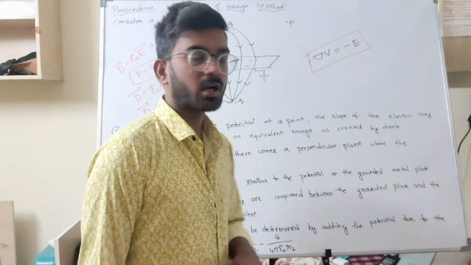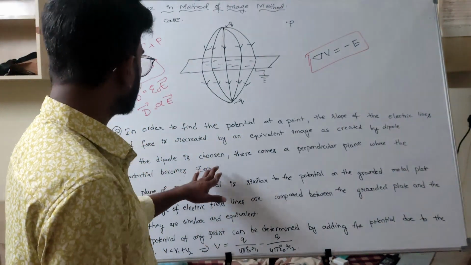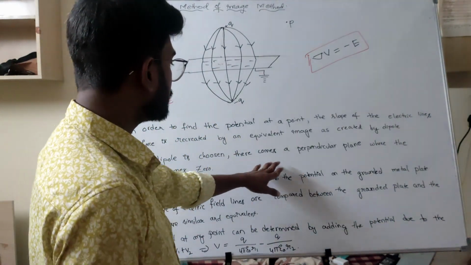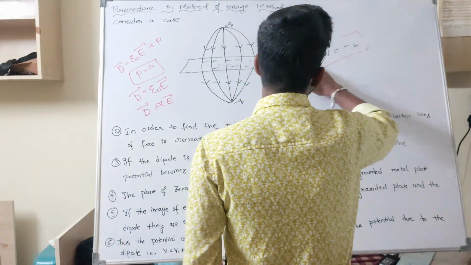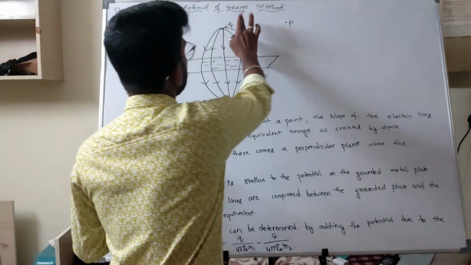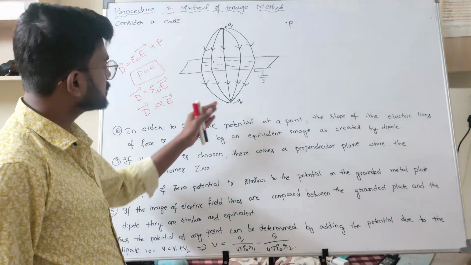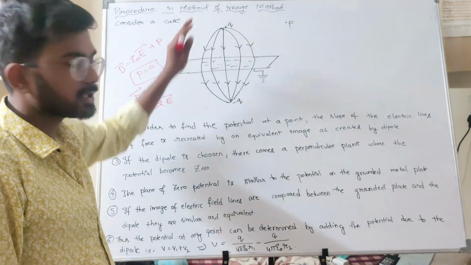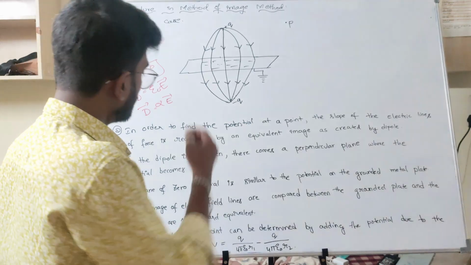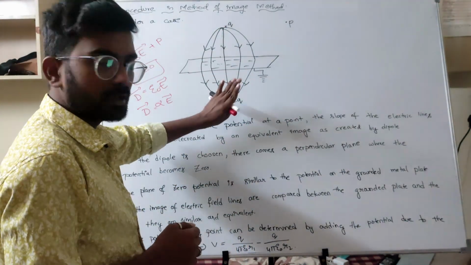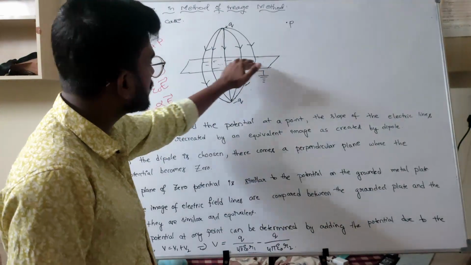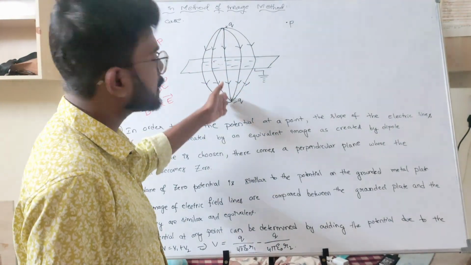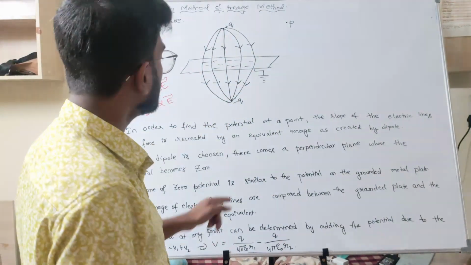Now coming to the third point. If the dipole is chosen, there comes a perpendicular plane where the potential is 0. So finally we got a dipole. This is plus Q and this is minus Q, with a small separation distance d. If the dipole is chosen, there comes a perpendicular plane. This is a perpendicular plane, like a conducting surface. So the perpendicular line was created, such that potential is 0.